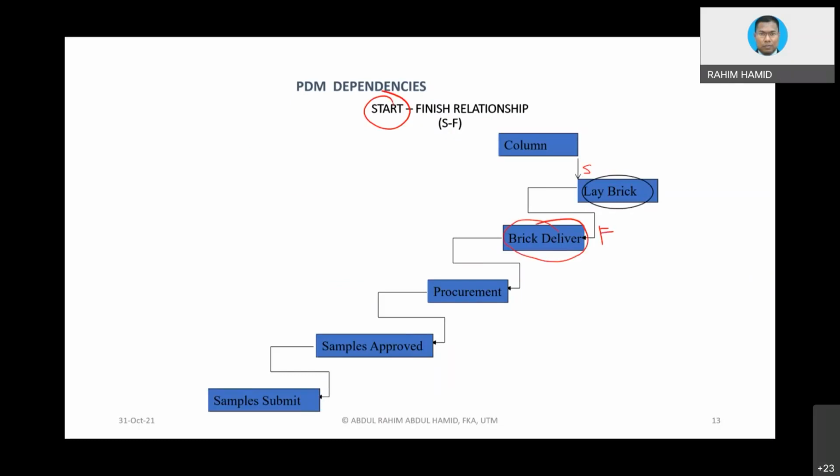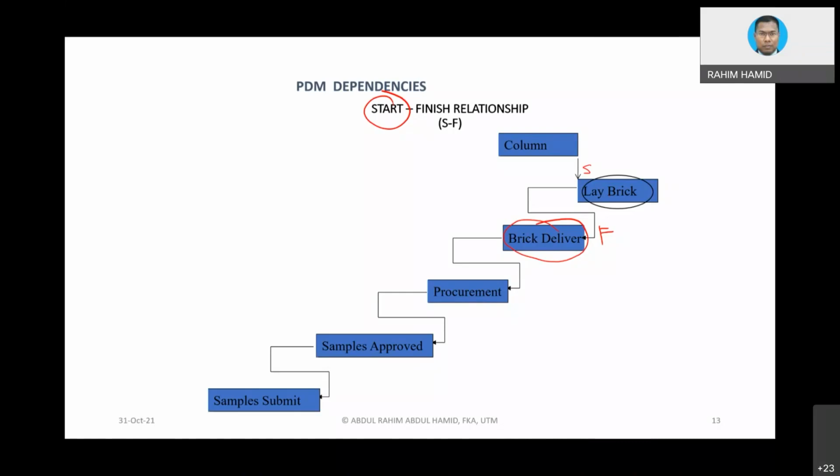If you want to lay brick, for sure the brick had to be delivered. Instead of saying finish to start, now the other way around. So that's why I say it depends. This kind of relationship might be a little bit rare, but you can use it if you want.